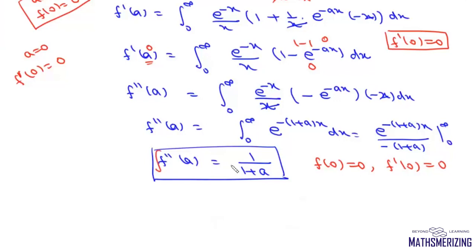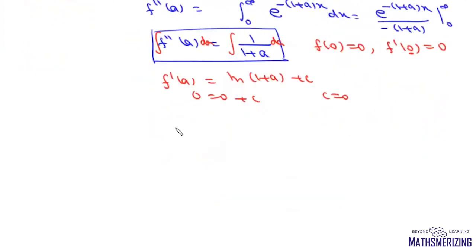Now we'll integrate this function with respect to a. So we'll get f'(a) equals log(1 plus a) plus c, and if a is 0, f' is 0, so it will be 0 plus c, that means value of c is 0. So we can write f'(a) as log(1 plus a).